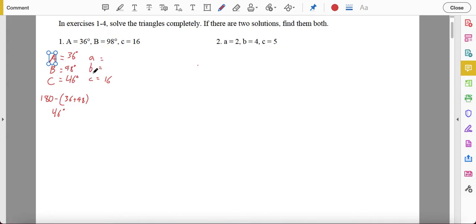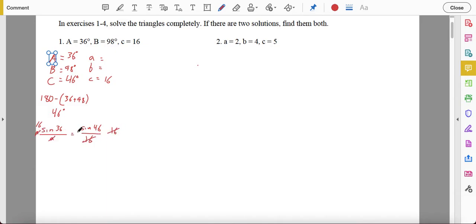And now since we have all three angles, we can use the law of sines to solve for side A and side B, in whichever order we prefer. So I'm going to first set sine A, so sine of 36 degrees over side A, equal to sine C over side C. So sine of 46 degrees over 16. We want to solve for A, so we're going to multiply by the denominator on each side. So multiply each side by 16 and multiply each side by A.